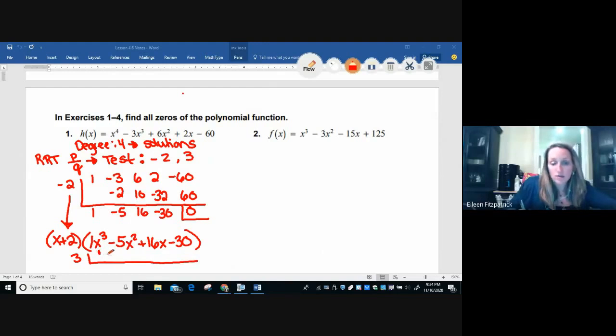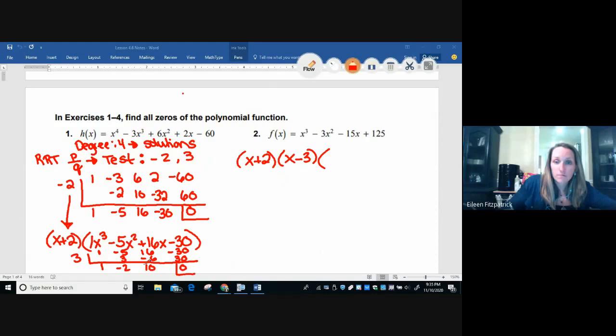The coefficients are 1, -5, 16, -30. Drop the 1, multiply to get a 3, add to get a -2, multiply to get a -6, add to get a 10, multiply to get a 30, add to get a 0. So now I know that 3 is a root, a solution, an x-intercept. So the binomial factor that would give me 3 as a solution is x minus 3. And remember, I already have that x plus 2, so that gets written down as well.